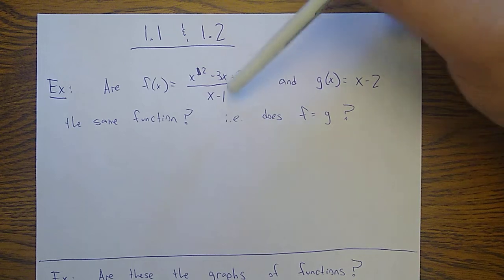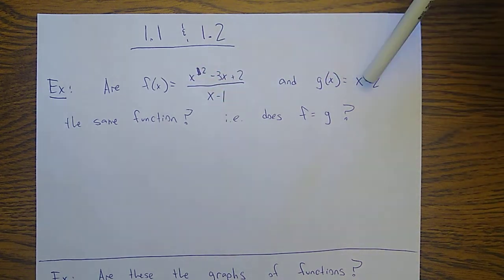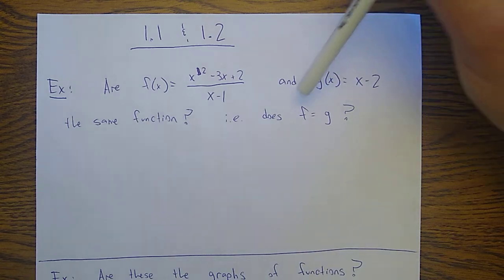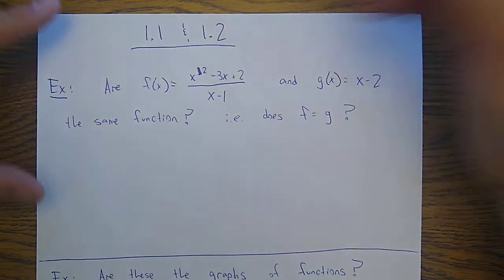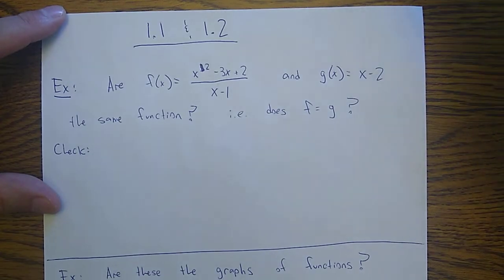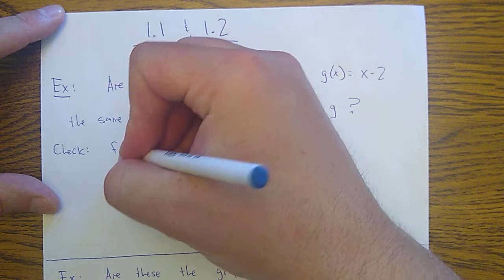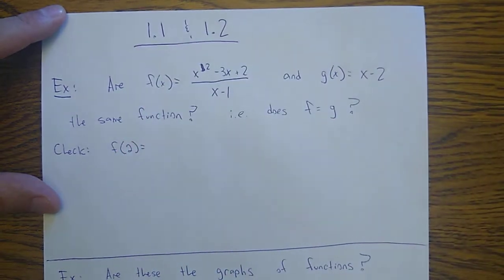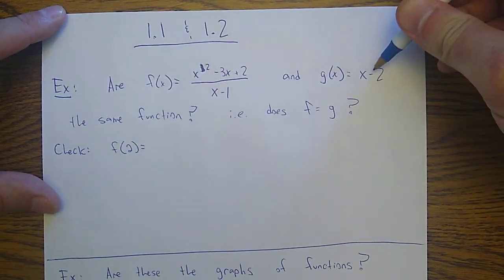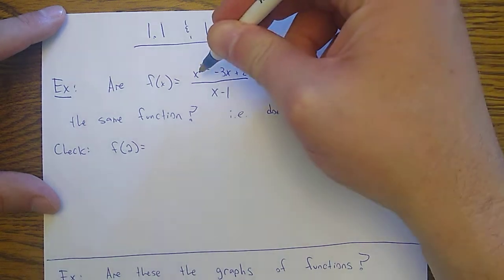We have these two functions, and this one has this more complicated looking formula. This one has a simpler formula. And the question is, are they the same function? In other words, does f equal g? Before we really answer this, there's reason to think that maybe they are the same. We can check that if I plug in, say, f of 2, I'll get the same as if I do g of 2.